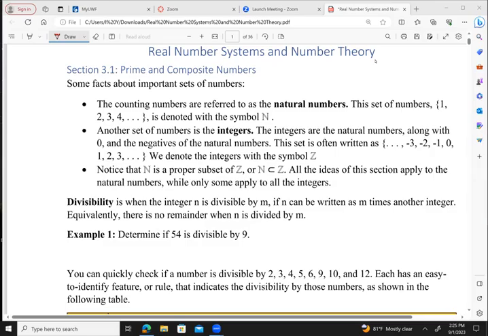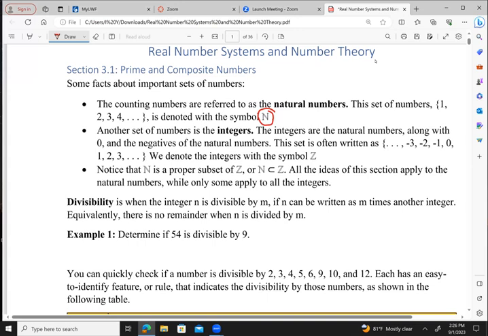Today we're going to look at section 3.1, prime and composite numbers. Before we get to that though, we need to look at some important sets of numbers. First set we're talking about is the counting numbers. They're commonly referred to as natural numbers. This is the set of the numbers 1, 2, 3, 4, and on, and is denoted with this symbol here, kind of like a double slash N.